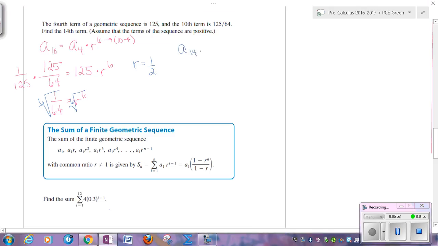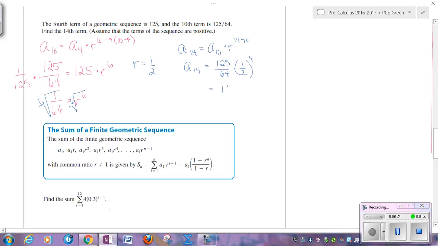We can say that the 14th term is the 10th term times the common ratio raised to the 14 minus 10. Okay, so let's fill in what we know. We don't know the 14th term, that's what we need to find. The 10th term is 125 over 64. The common ratio is 1/2, and we're going to raise that 1/2 to the 4th power. If you want to go ahead and calculate that for me, that's 1/16.